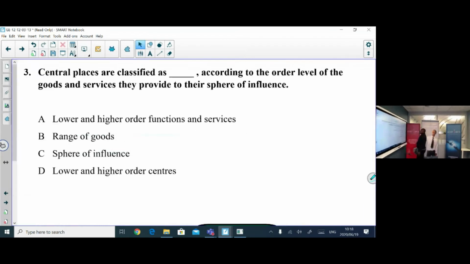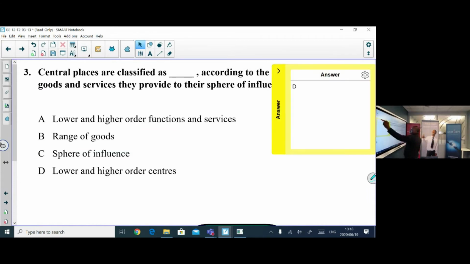Right, central places are classified as lower and higher order centers. That's it. So we have lower and higher order centers.